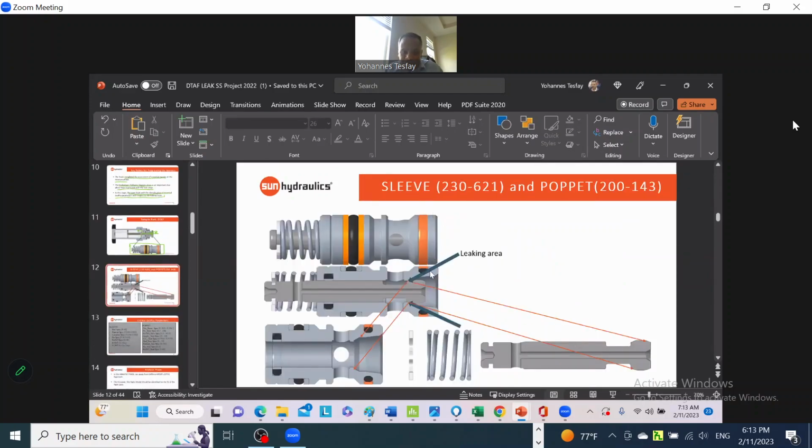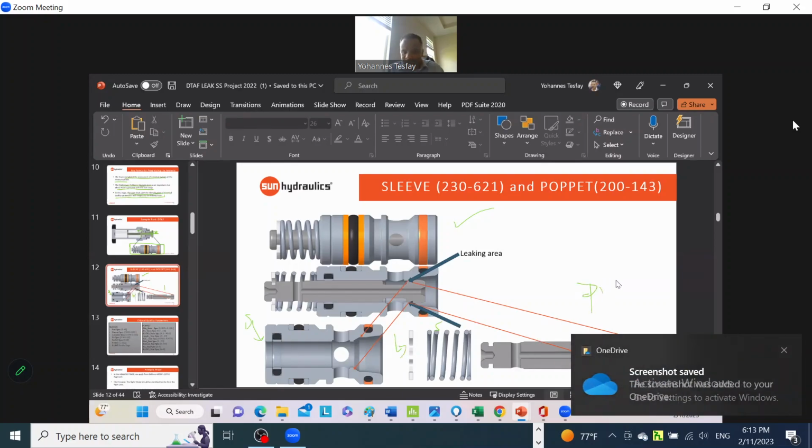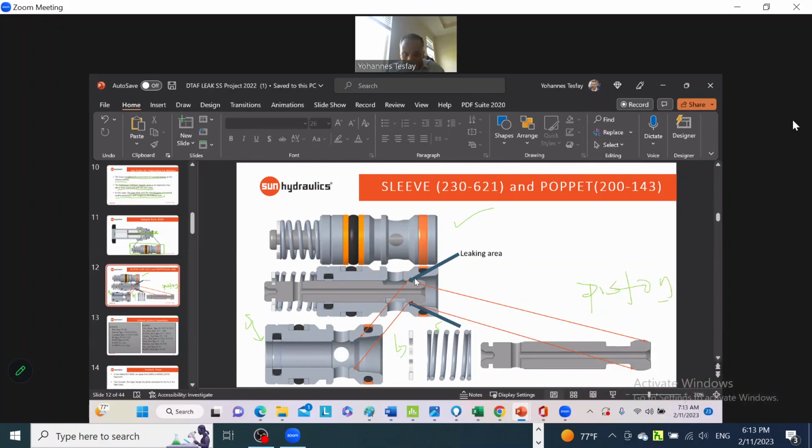So now, as I told you, this is a part. Then we are going to section it and look at the part like that. When it is disassembled, this is a sleeve, this is a spring, this is a retainer ring, and this is a puppet or piston, okay, just like that. So now the leak is going to happen here.